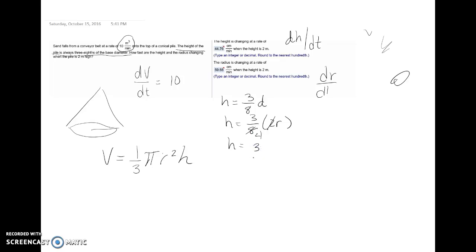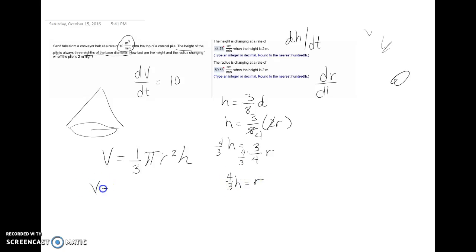So just simplifying, if we cancel out that 2 with one of these 4s, we'd have h is 3/4 r. Now we want to solve for dh/dt here, so we actually want everything in terms of h. So we're going to solve for r here. We're going to multiply both sides by 4/3. So we're going to have 4/3 h equals r. So that's what we're going to plug in for r here.